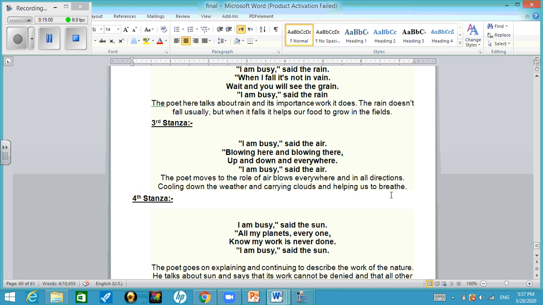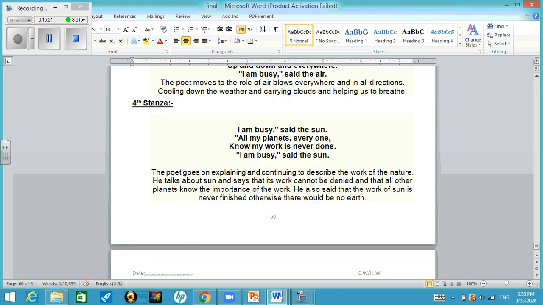Okay, number 3, the third stanza. I'm busy, said the air, blowing here and blowing there, up and down and everywhere. I'm busy, said the air. So the poet here is talking about the role of the air and that it blows everywhere in all directions. So it's cooling down the weather, it's carrying clouds, and it's helping us to breathe. Okay, so this is the role of the air.